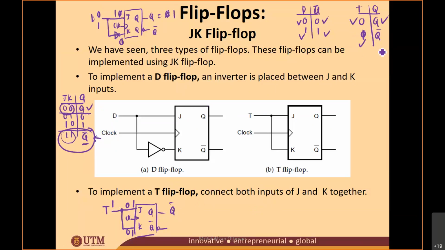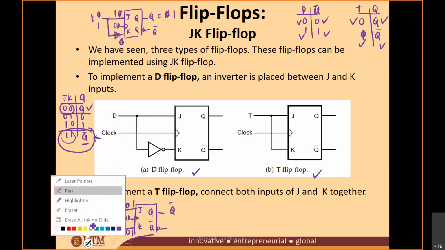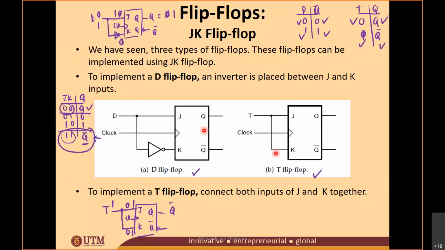Bila T 1, Q become Q bar. So this is your D flip-flop and this is your T flip-flop circuit by using the JK flip-flops. Okay, so to implement a T flip-flop, connect both input J and K together. To implement a D flip-flop, okay, the K need to be inverted. Okay, so and then connect to your D inputs. Ada soalan?